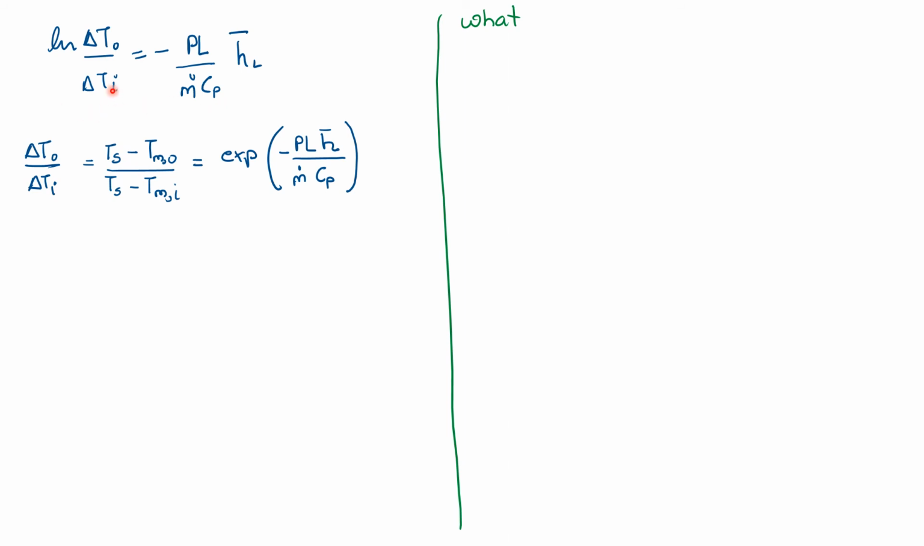We just calculated this formula here, and as I said, we use this formula in a different form. So I can write this as delta T_o by delta T_i, which is nothing but Ts minus Tmo divided by Ts minus Tmi, equals the exponent of minus this quantity right here.